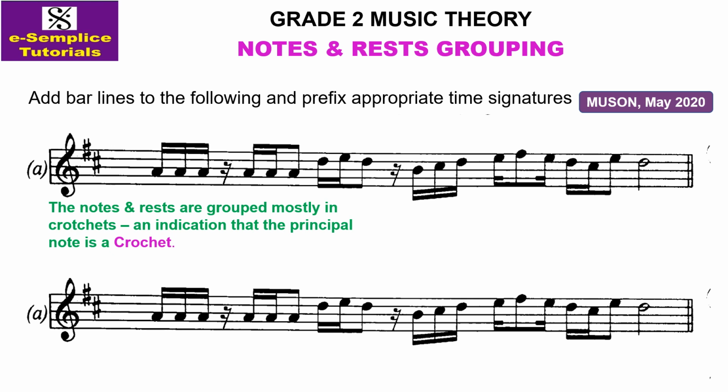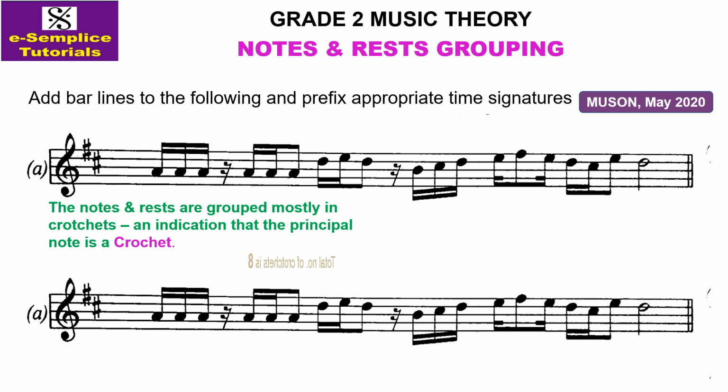As you can see, the notes and rest are grouped mostly in crochets, and this is an indication that the principal note is a crochet. What that means is that the lower number of the time signature is going to be 4, which represents a crochet.